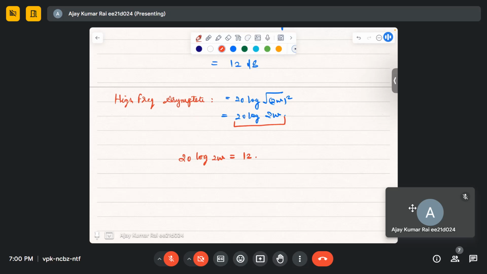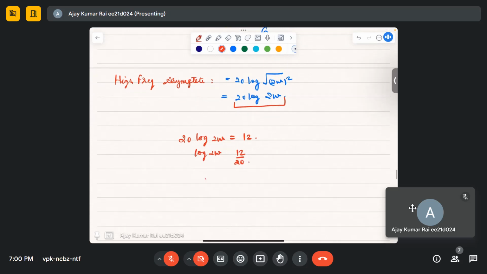Okay, so directly we don't need to find it. Mathematically, you first do 12 by 20, then you do 10 raised to 12 by 20. Then what is omega is this. Okay, that is a separate thing. The easy thing is, just see this.